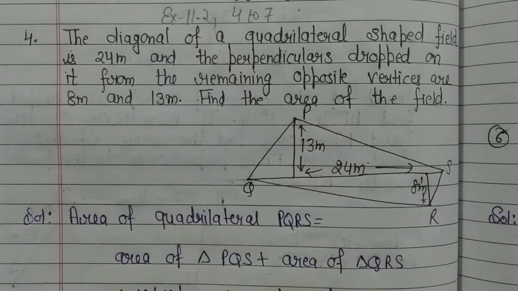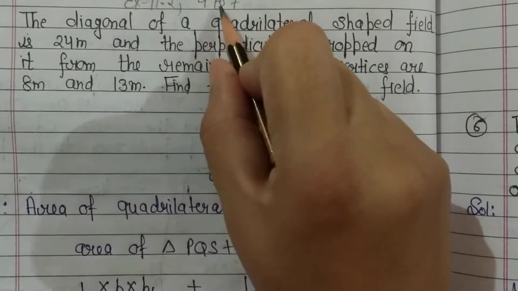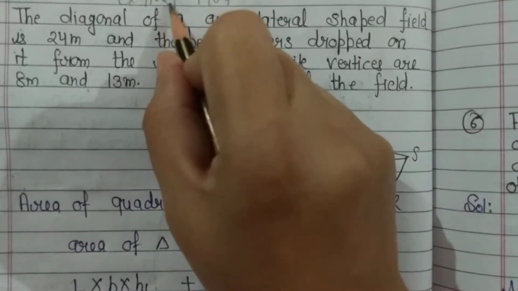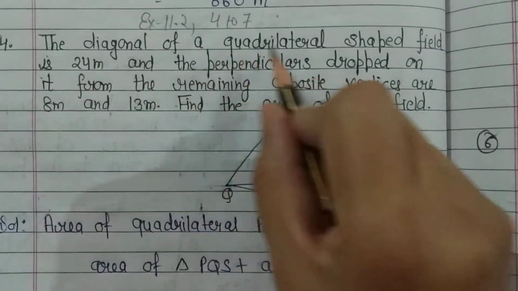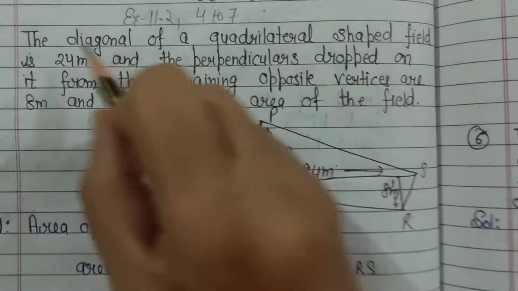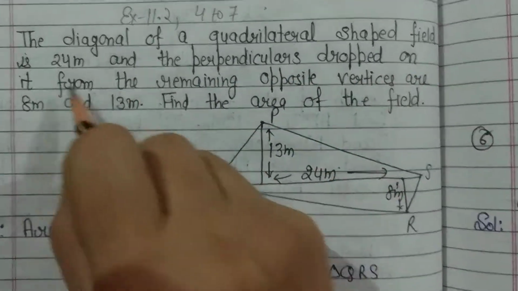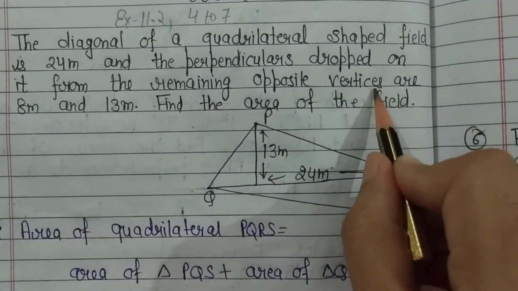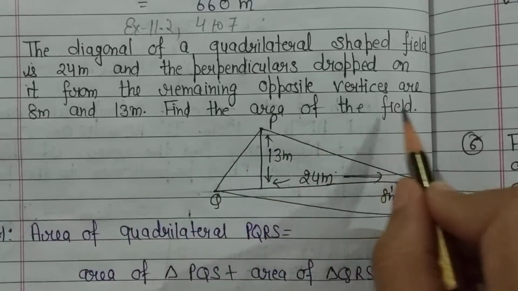Good morning, class 8. Today we will do question number 4 to 7 of exercise 11.2. Question number 4: the diagonal of a quadrilateral shaped field is 24 meter and the perpendiculars dropped on it from the remaining opposite vertices are 8 meter and 13 meter. Find the area of the field.